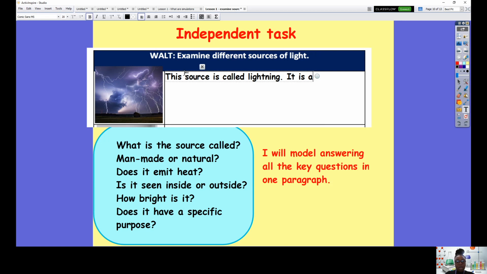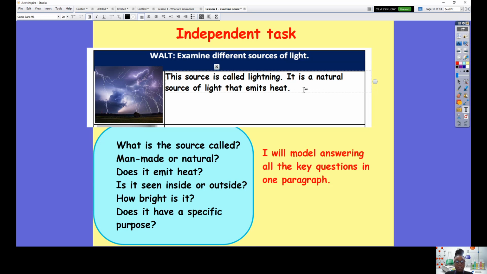It is a natural source of light that emits heat. So I've gone on to the next one now. Does it emit heat? Yes, it does, because when lightning strikes objects, those objects can often catch fire. Most light sources emit heat. Okay, that means they give off heat. So if you were to touch it, it would be warm or hot.